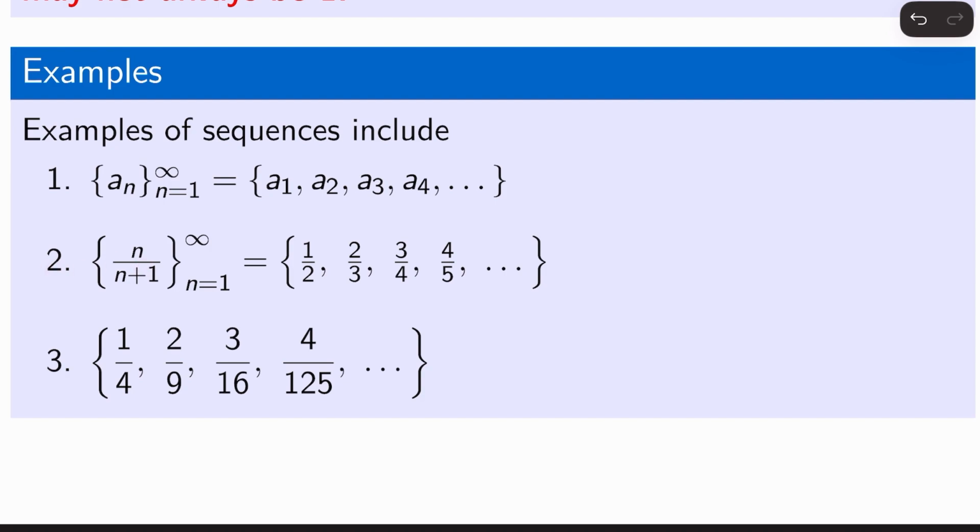With our second example, we have this sequence defined to be n on n plus 1, with n starting at 1 to infinity. So when n is equal to 1, we are going to have 1 on 1 plus 1, which is 2. So that will be 1 on 2. When n is 2, you're going to have 2 on 2 plus 1. So that will give us 2 on 3, and so on.